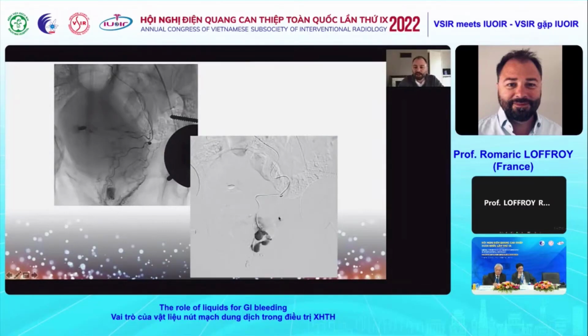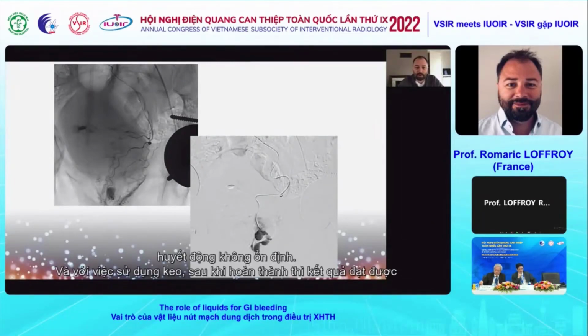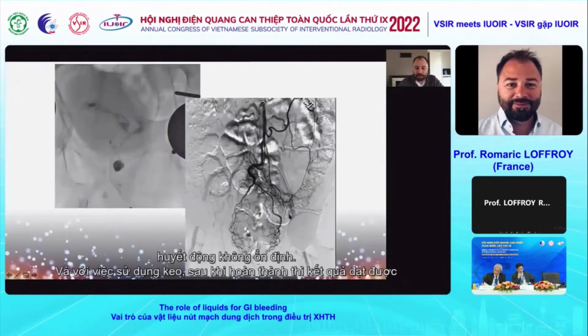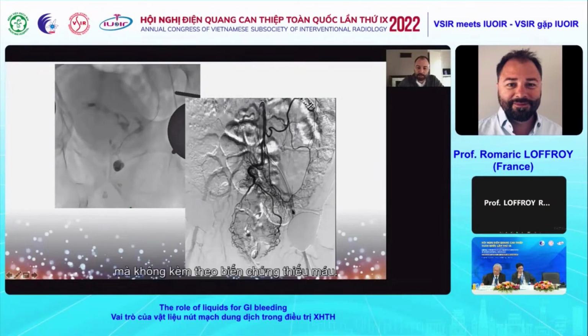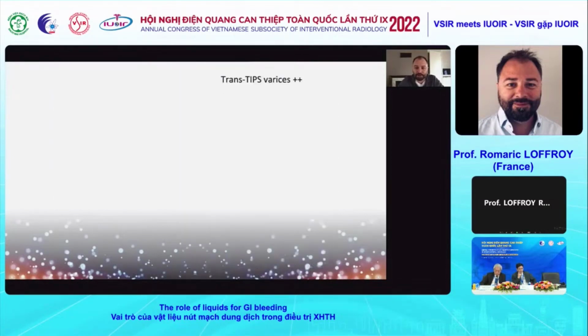Instead of putting 3, 4, 5, 6 coils, and because the patient is bleeding on the table, 2 drops of glue and it's done. And this is the final result with still patency of both suprarectal arteries. This is only a small branch with no risk of ischemic complications, and very interesting liquids for this kind of typical patient, I would say.